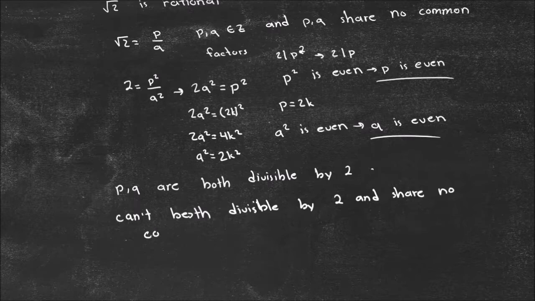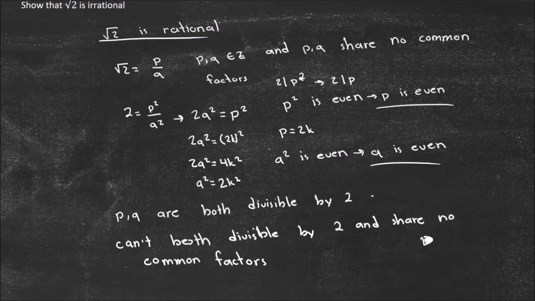No common factors. So we reached a contradiction. This can't be true. The fact that the square root of 2 is rational can't be true, which shows that it must be irrational. So hopefully that makes sense. This is an important proof.